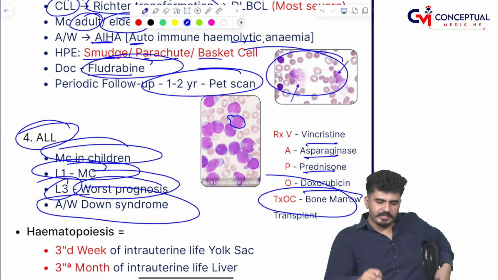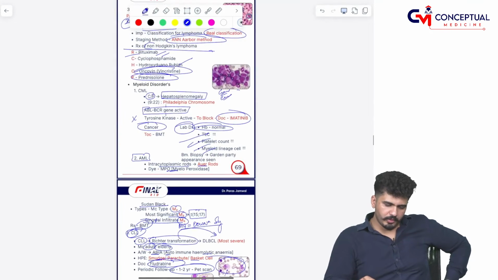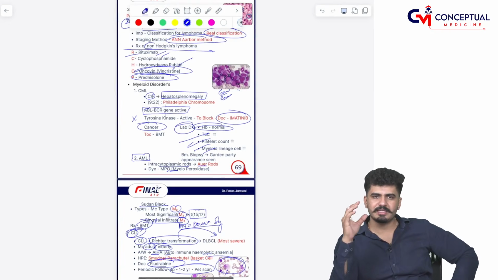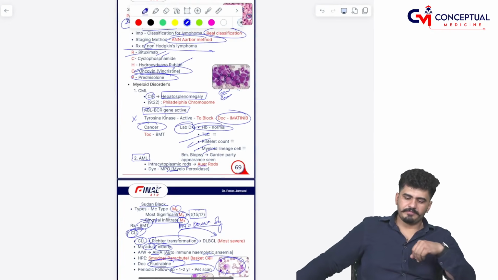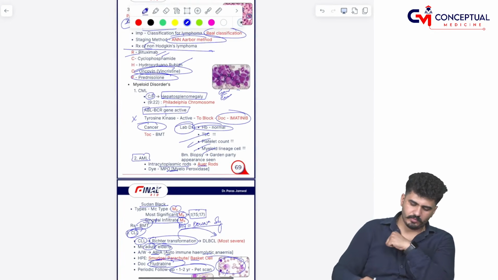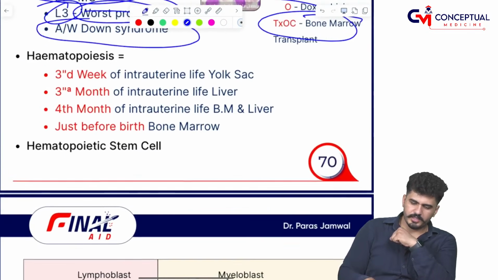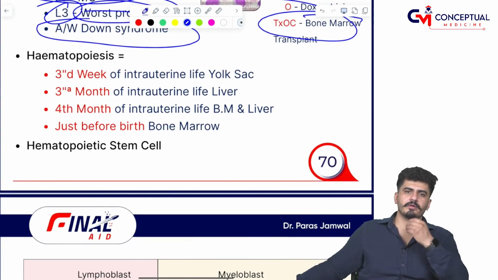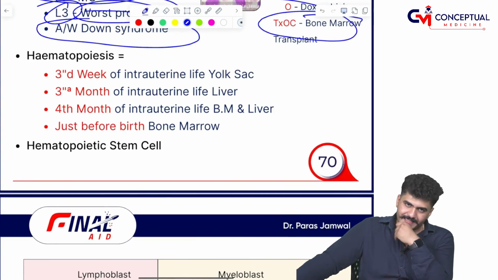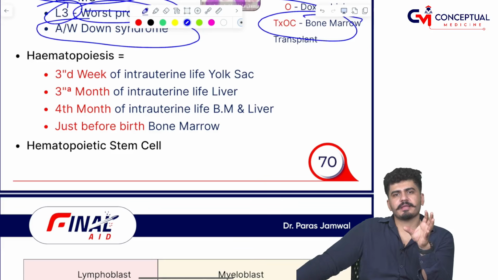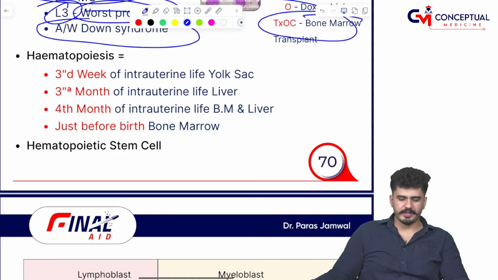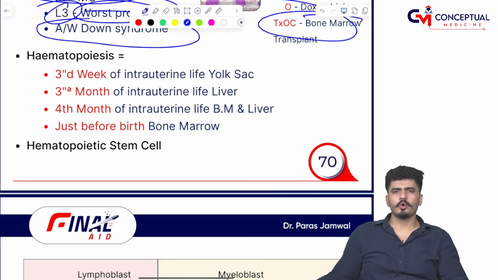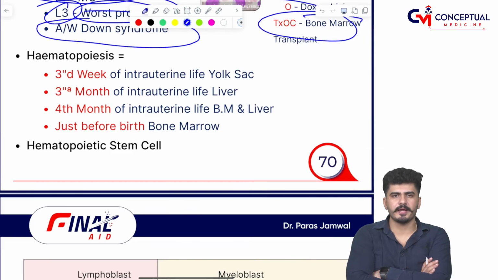The four things we have studied here, sir. What are the four important things we have studied? One is CML, another is AML. If I talk about college girl appearance, what answer will you give? College girl appearance is seen in CML. Very good. Basket cells are seen in CLL. Very good. Coconut cells are seen in ALL. Very, very good.